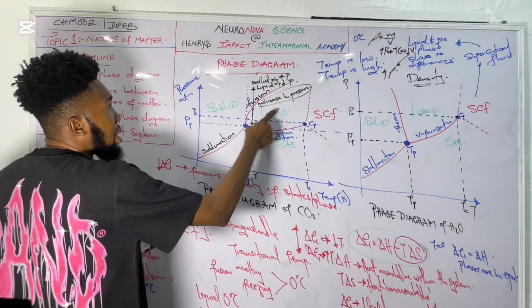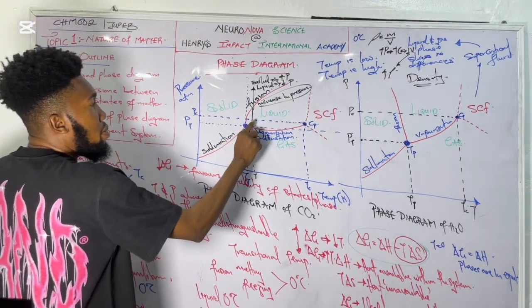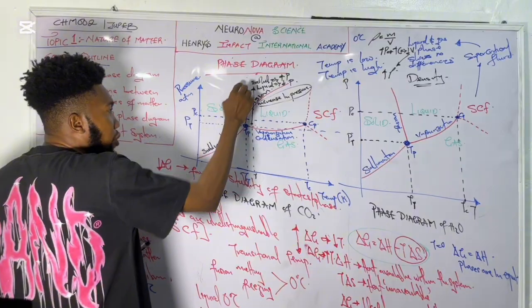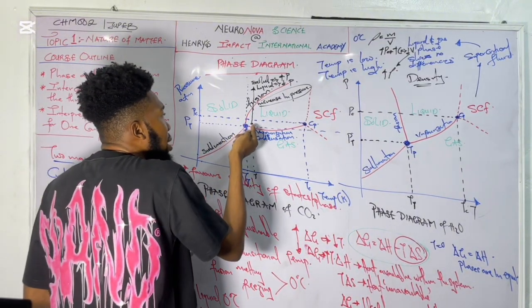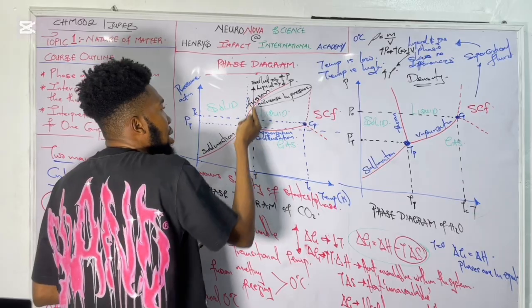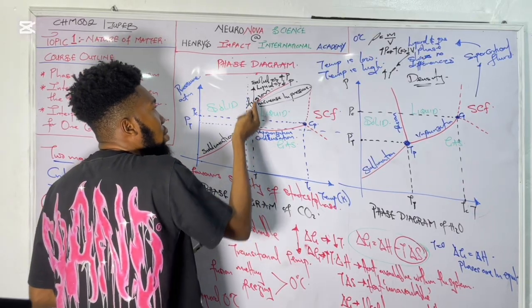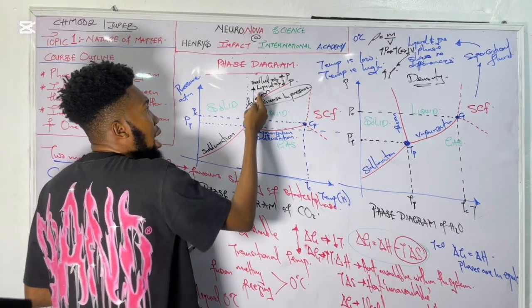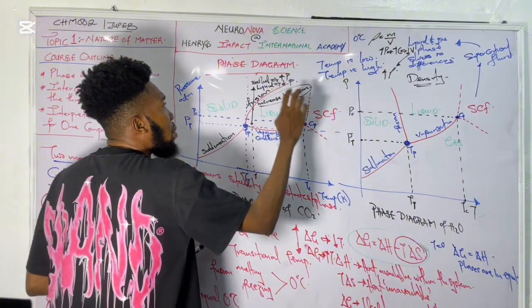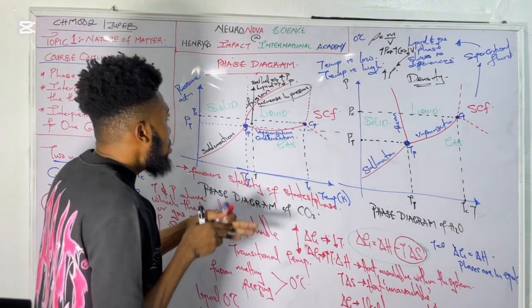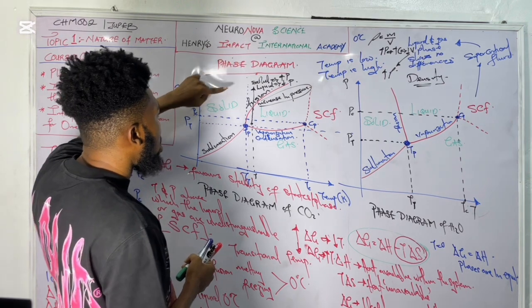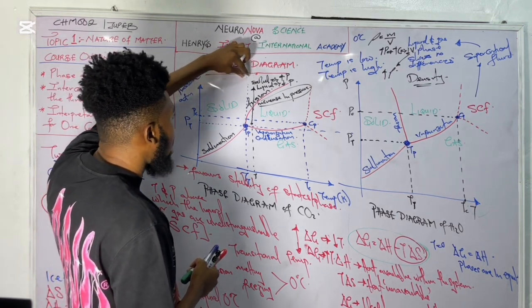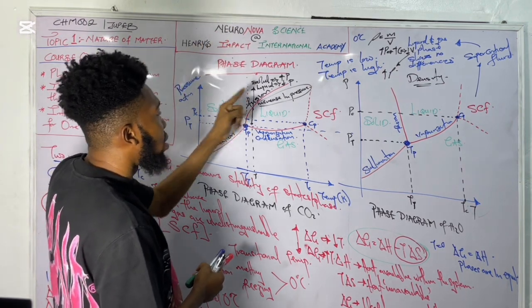So that tells you that, for carbon dioxide to move from liquid state to solid state, we have to literally increase pressure. An increase in pressure is what converts liquid to solid, meaning that solid is at higher pressure and liquid is at lower pressure. It tells you that the density of your solid carbon dioxide is higher than the density of liquid carbon dioxide.